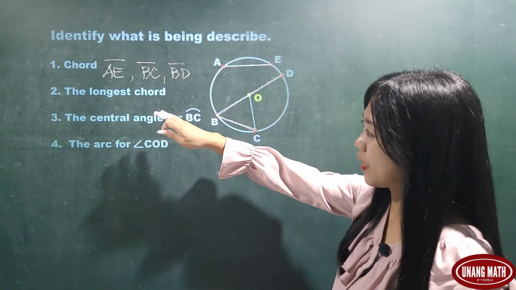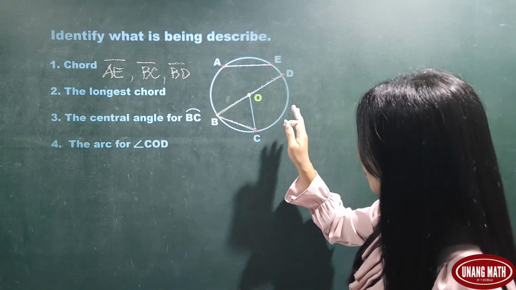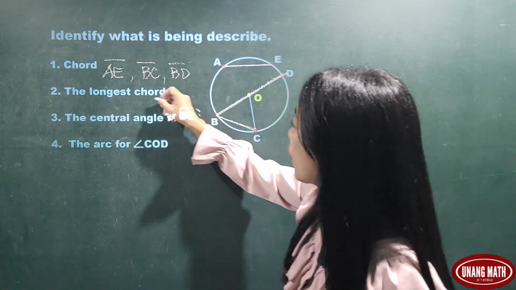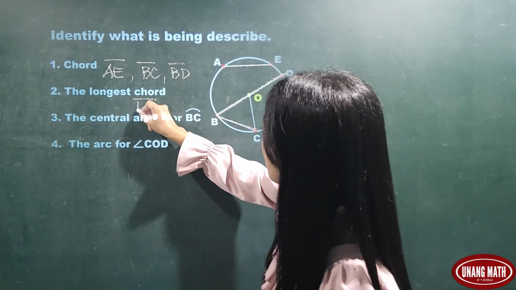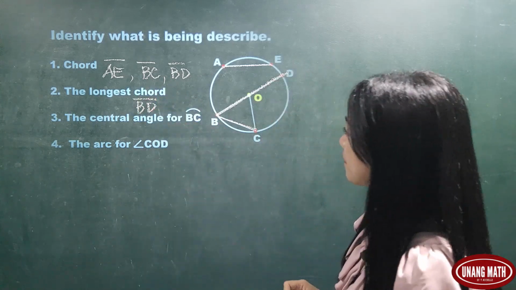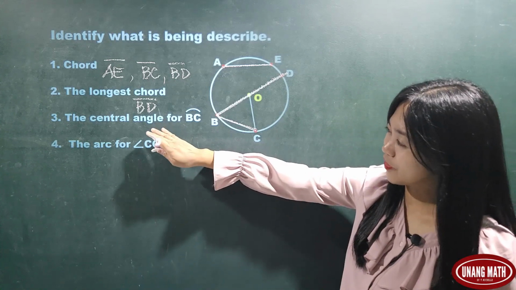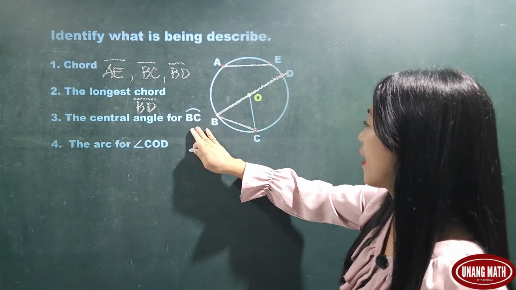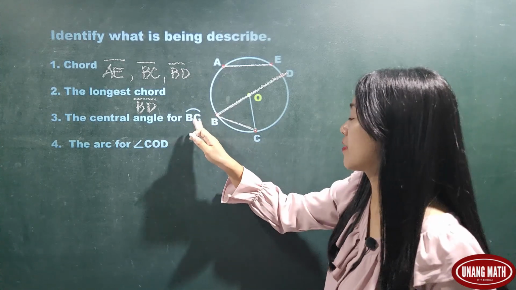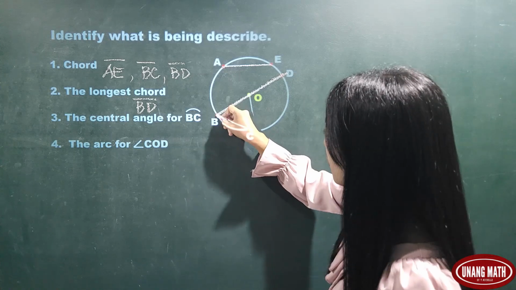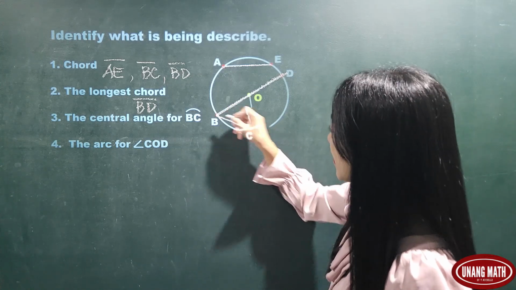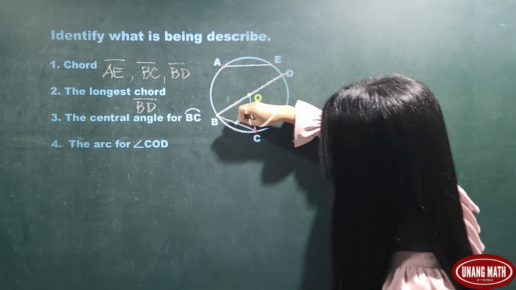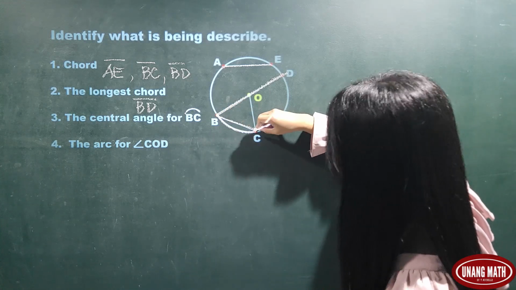Okay, what about number 2, the longest chord? So the longest chord in this figure is chord BD or line segment BD. Okay, number 3 is the central angle for arc BC. Okay, first we have to draw where is arc BC. Okay, point B is here, point C is here. Since this is arc, so arc is this one. So this is arc BC.